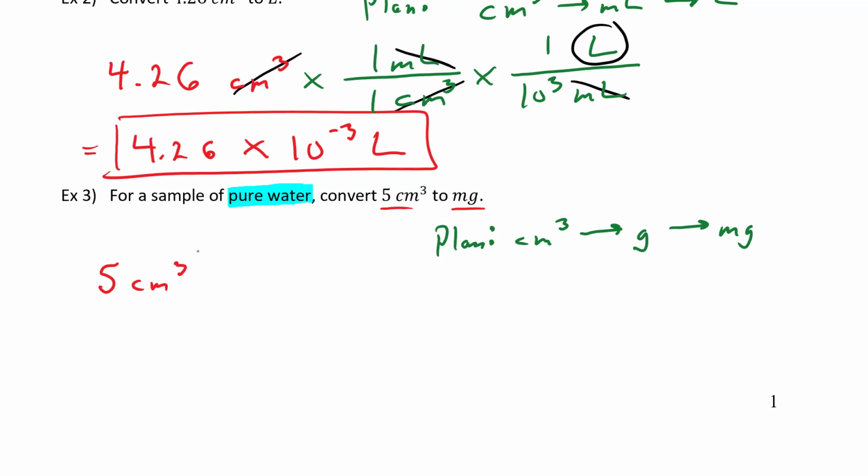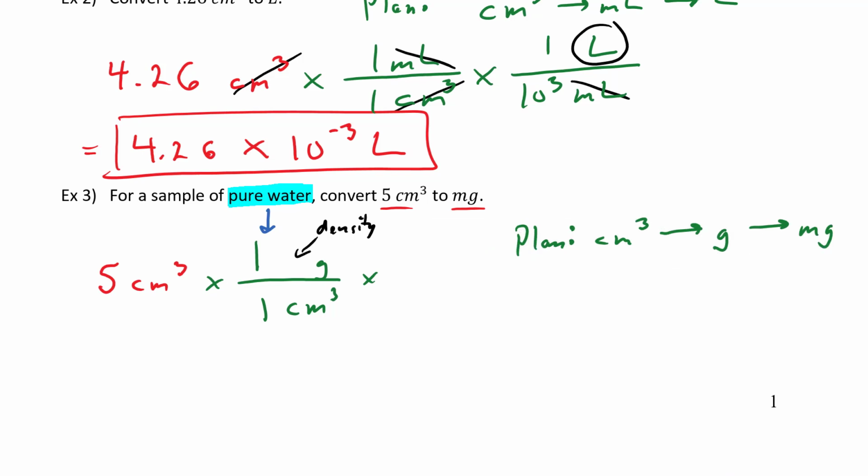Let's work this out now. Go from centimeters cubed to grams, 1 and 1. This works because this is pure water. This only works for pure water. So this conversion factor right here is referring to the density of pure water. Later on, we'll have another lecture on density, and we'll talk about the densities of other chemicals. But for pure water, 1 centimeter cubed is 1 gram, which is 1 mil.